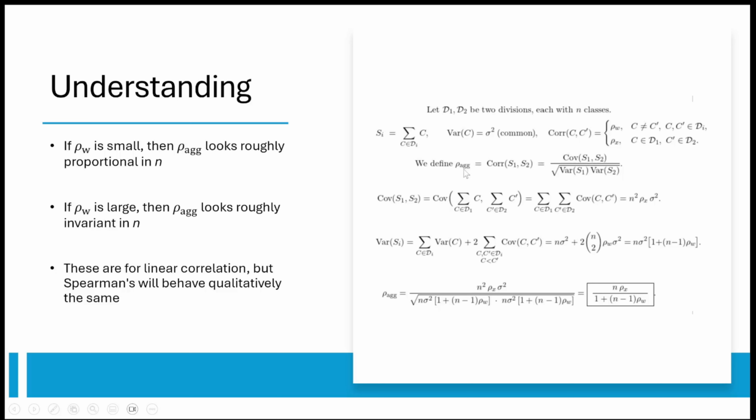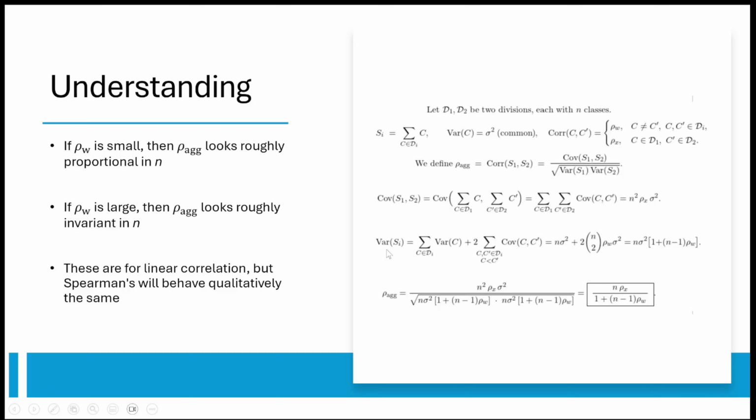And we're going to define the aggregate correlation measure to be that between the two divisions at a total level. And so by definition, this is the covariance over the square root of the product of the variances. And then we can use the fact that covariance is a linear operator. So the covariance of these two sums is the sums of the covariances, which we know from the number of classes and the correlation across classes and the standard deviation of the individual classes.